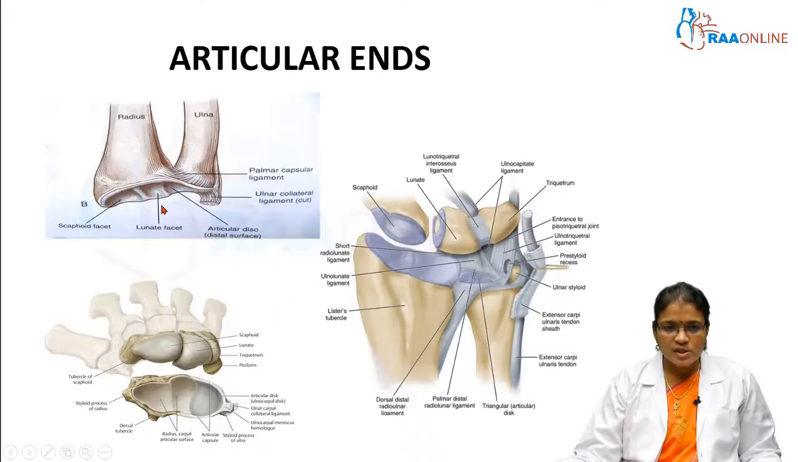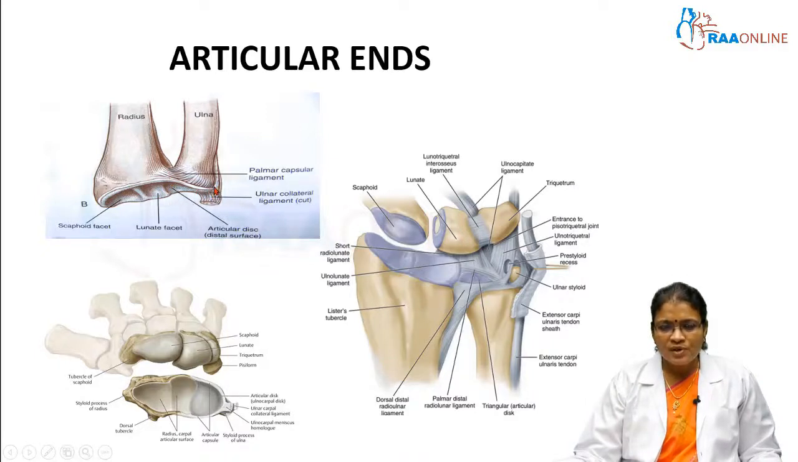This is a picture showing the distal aspect of radius and distal aspect of ulna. Now you can see the inferior articular surface of radius, which has a facet for scaphoid and a facet for lunate. Then it is followed by another disc called the articular disc. This articular disc is a fibrocartilage, triangular in shape. It is the articular disc of the inferior radioulnar joint.